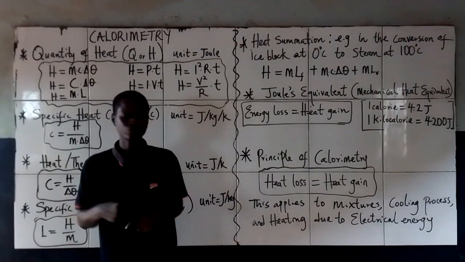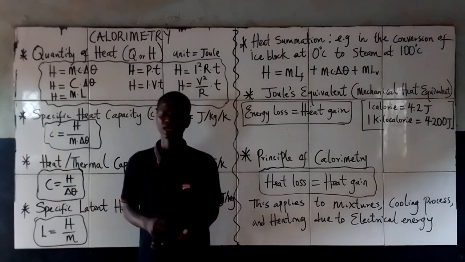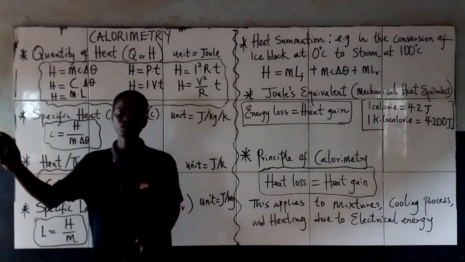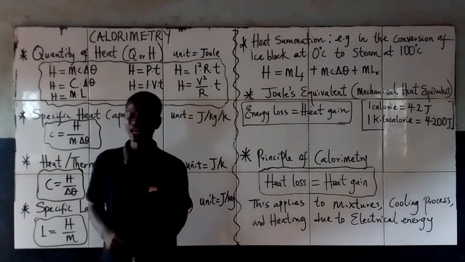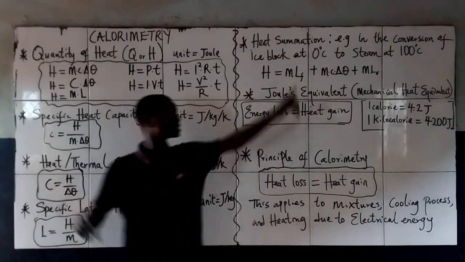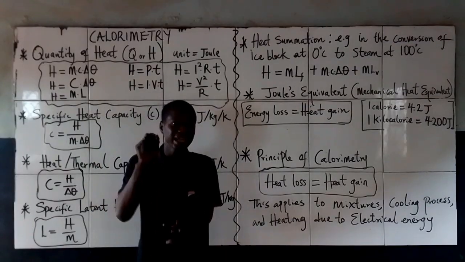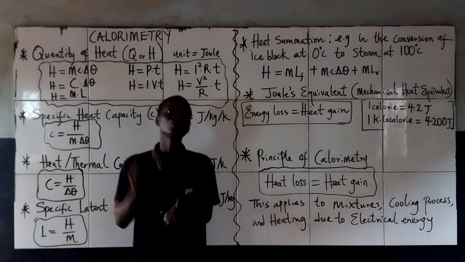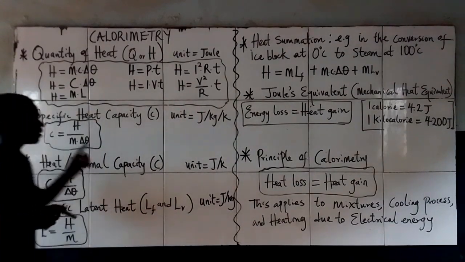Let me analyze it for you. Now, they say ice block at 0 degrees Celsius. Ice block at 0 degrees Celsius is in which state? Solid state. Now, before it converts itself to water at 0 degrees Celsius, heat must be used up. And that heat is a hidden heat because that heat is not going to cause a change in temperature. Okay? Now, take note of something here.